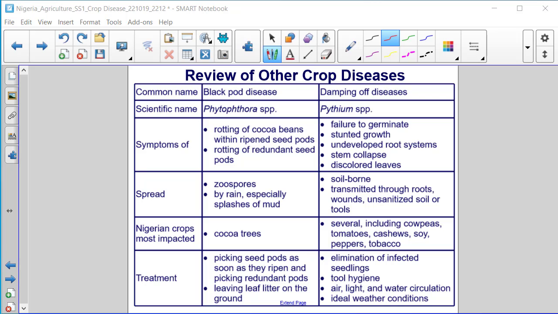The following slides have a detailed review of the other crop diseases we've discussed. I'm not going to go through each bullet point one by one because we've discussed these in detail in the previous slides, but I want to call your attention to what is here for your review. Each of the diseases' common names, like black pod disease or damping off diseases, their scientific names, the symptoms, spread, the Nigerian crops most impacted, and treatment of those diseases.